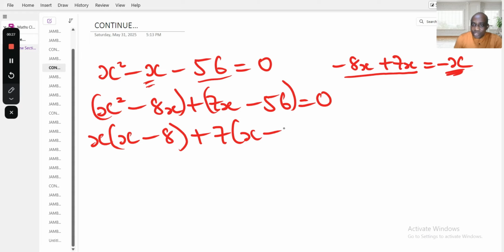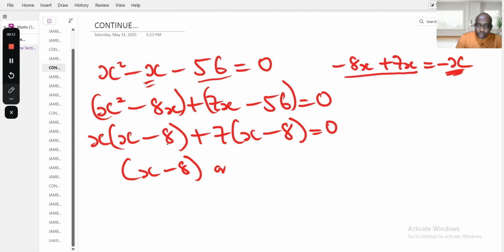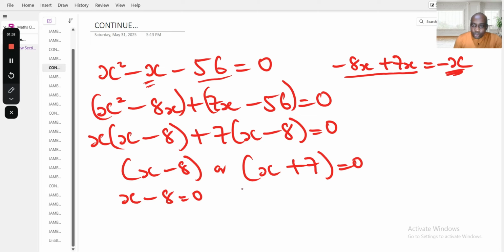How many 7s can we see in 56? 8, equals to 0. Therefore, we are going to write out one of these factors, x − 8, or the two digits that we use as a factor, x + 7. x + 7 equals 0. Now let's solve for x. x − 8 = 0, or x + 7 = 0.